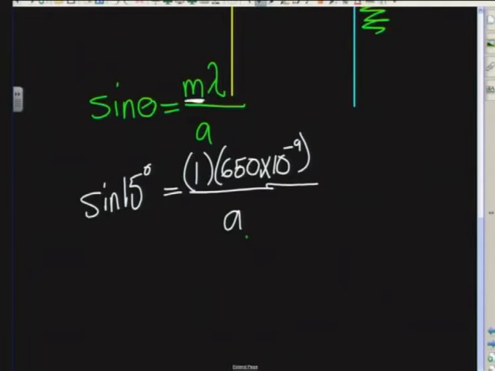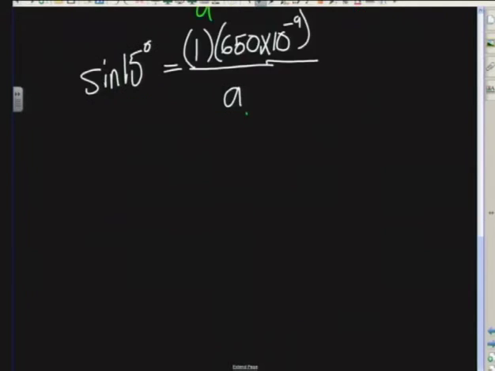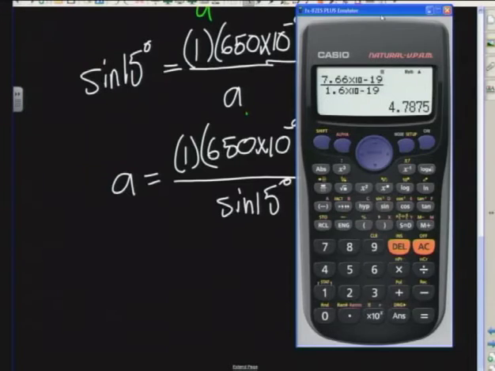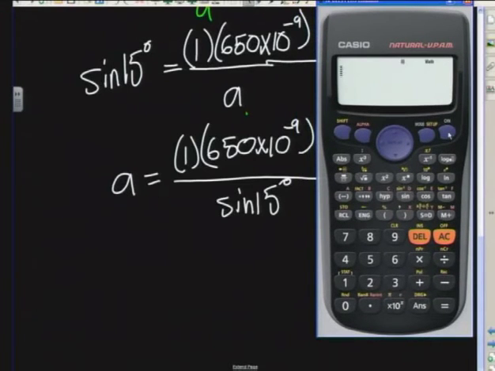Okay, now once we've substituted, remember substitute first, manipulate second, I know that a will equal 1 multiplied by 650 times 10 exponent minus 9, that's my 650 nanometers, and then divided by sine of 15. Now this should be easy enough for our Casio calculator to handle, so let's substitute together, and we can practice using that button that I showed you a little bit earlier on. Let's just make sure that we've put this into a proper fraction.